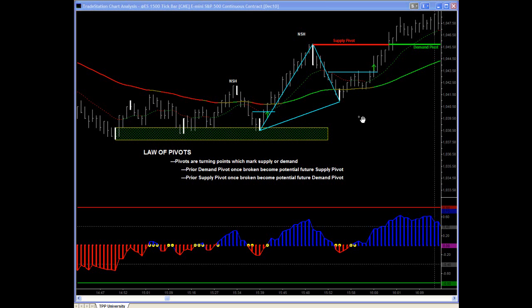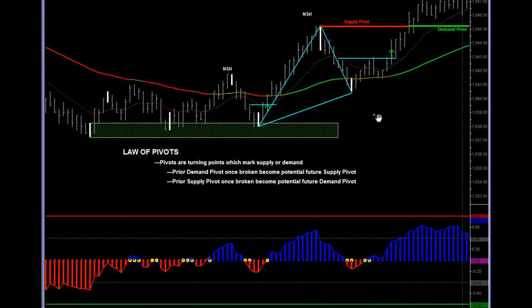Okay, so let's go right into it here. The law of pivots. Number 1, pivots are turning points which mark supply or demand. Pivots are assumed to be valid until they are broken. So a prior demand pivot, once broken, becomes a potential future supply pivot. And a prior supply pivot, once broken, becomes a potential future demand pivot. Very straightforward, very simple.